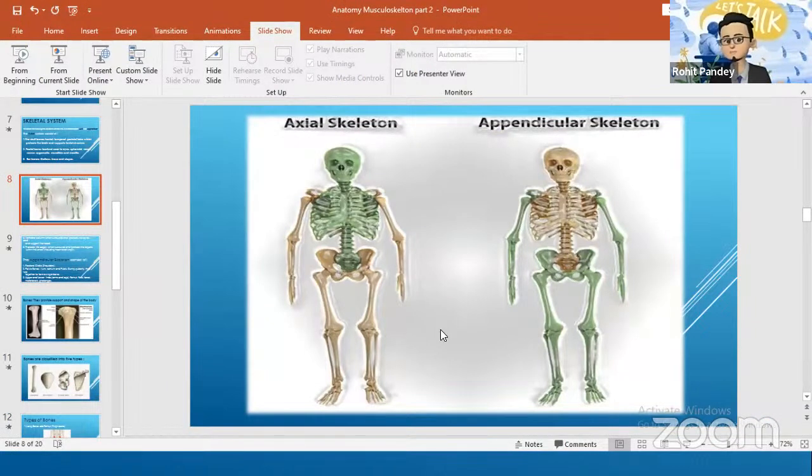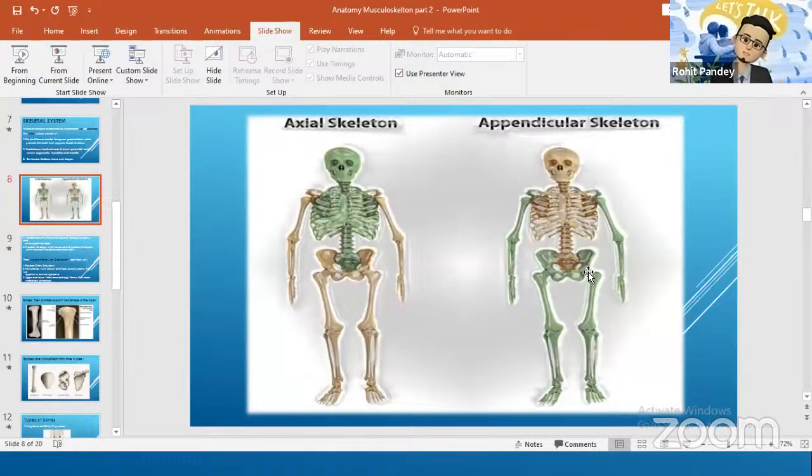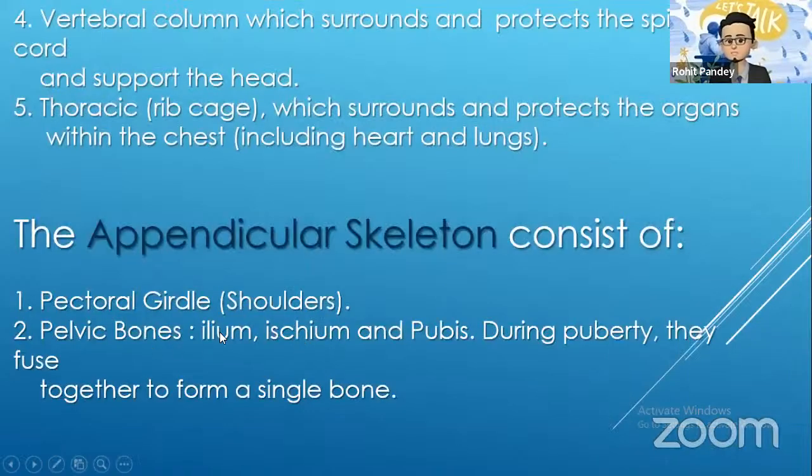Ilium, ischium and pubis. During puberty, they fuse. When we are babies, in the neonatal phase, ischium, ilium, and pubis are apart from each other, and when we just achieve puberty, they fuse together to form a single bone.